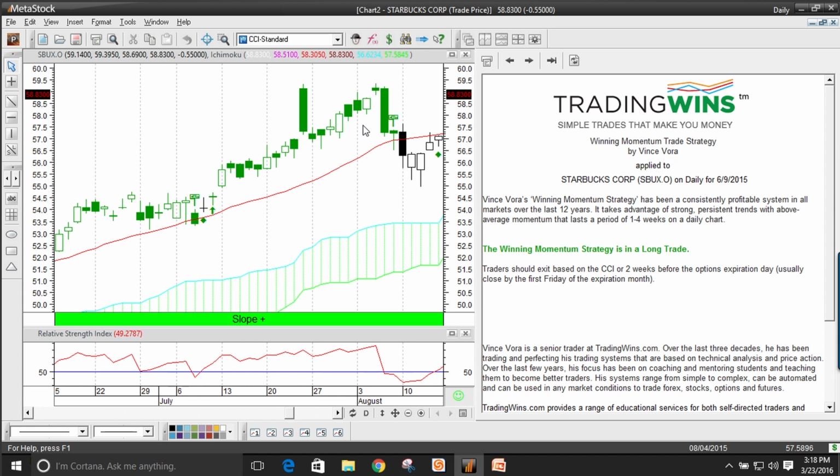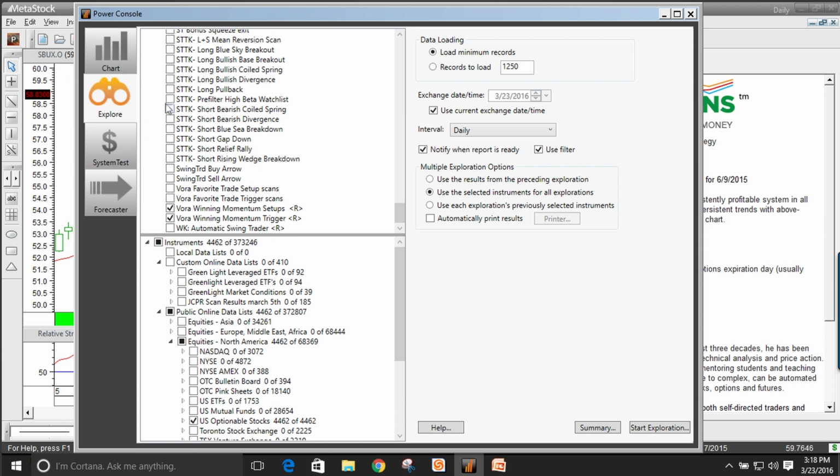If you're new to MetaStock, one of the things that I'm going to talk to you a little bit about is the ability to scan. I think it's one of the best parts of MetaStock. I'm going to go ahead and open up what we call in MetaStock our Power Console, which gives you the ability to look at charts, and also gives you the ability to scan for securities, system testing and forecasting, which we won't really talk about too much in this short little video.